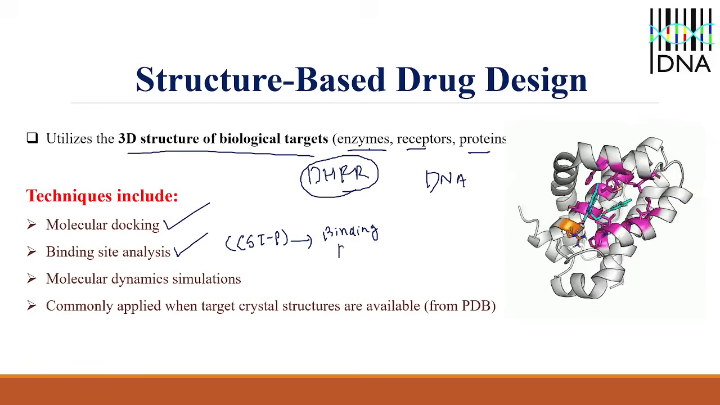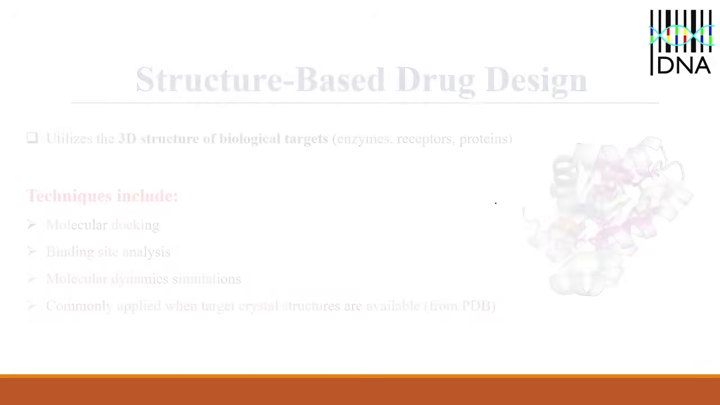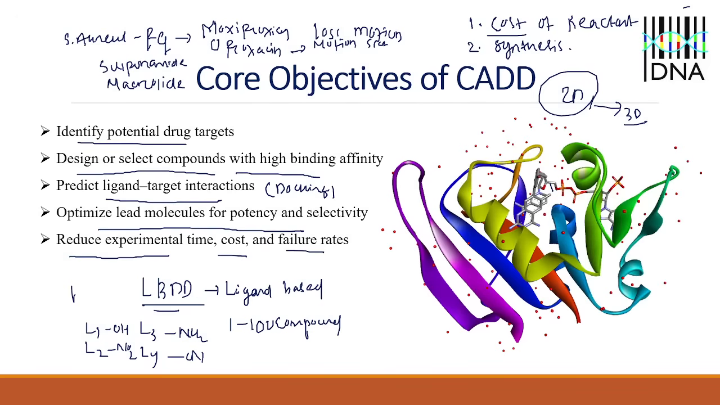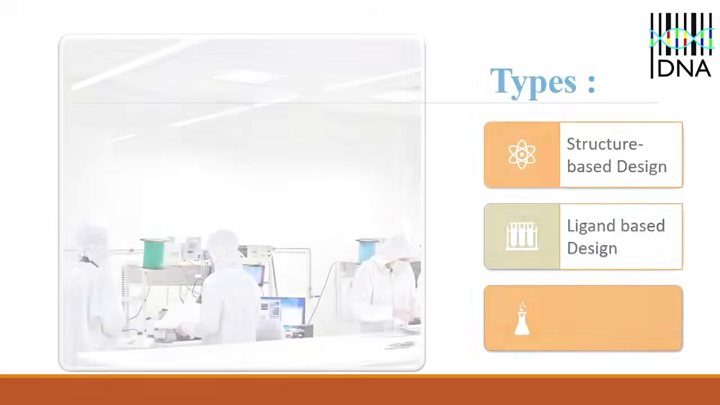In the previous session, I told you about the binding pocket. So what is the binding pocket? Let me show you. In this receptor, you can see that the drug molecule is present inside the receptor. The position where the drug molecule is placed is called your binding pocket. Okay.